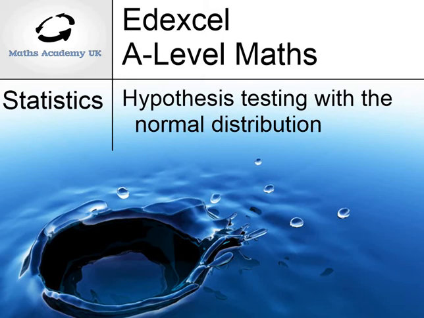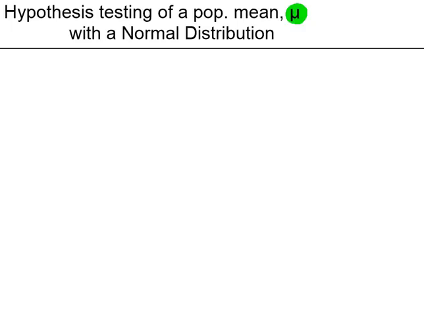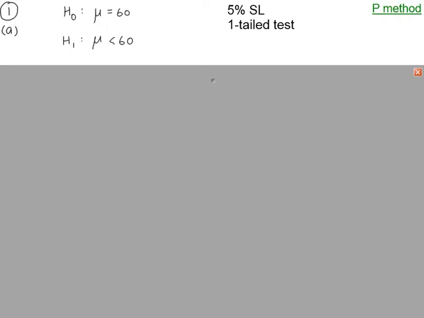Hypothesis testing of a population mean using the normal distribution. Example 1. The null hypothesis: the population mean is equal to 60, and this is what we're actually testing. The alternative hypothesis: the mean is less than 60, so the mean has decreased.